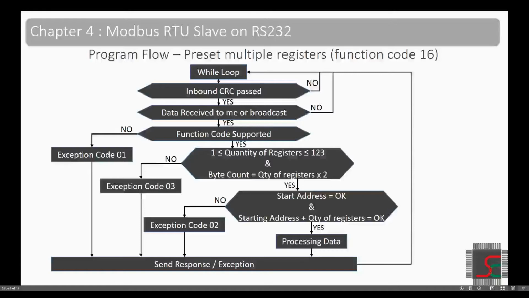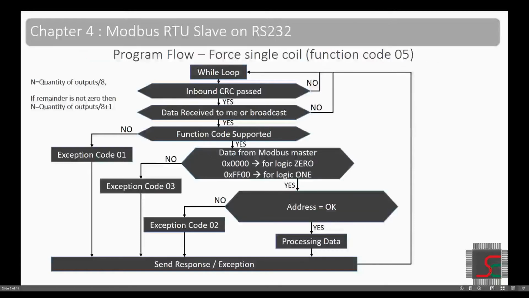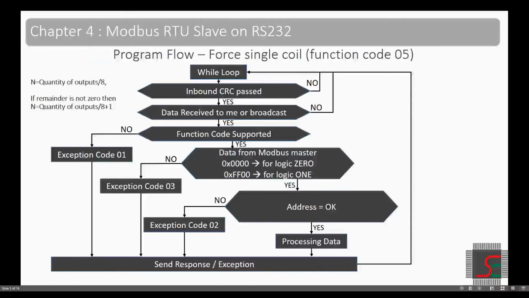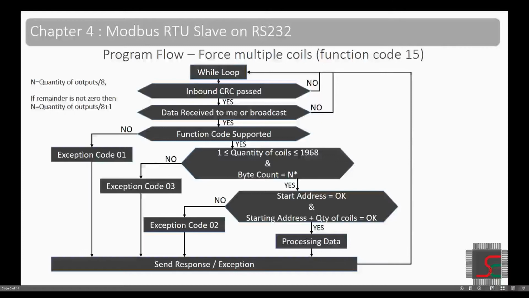Next comes the force single coil. Sorry, in the previous slide, first we started with presetting of a single register, that is function code number 6. Next is the preset multiple registers, so function code number 16. Next we will check force single coil, that is writing only one single coil, and this is the block diagram. And finally force multiple coils, that is function code number 15. Don't worry about this block diagram. If you face any issue understanding it, please comment in the comment section. I will definitely help you out.